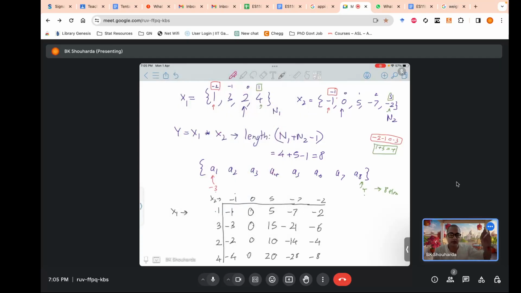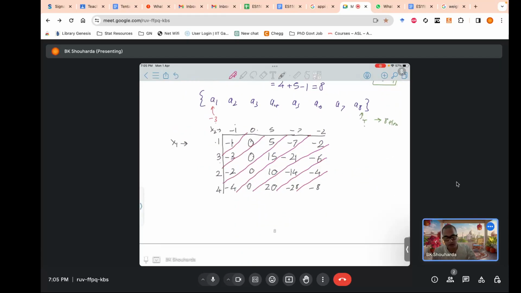Now we will draw diagonals. From here to here, from here to here, second to second, third to third, then over here. I hope you are getting the pattern. Here, here, here. Okay, we have all the diagonals. Now we need to add the elements in each diagonal. First diagonal, nothing to add, we have -1. Second diagonal, -3 and 0: -3 plus 0 is -3.